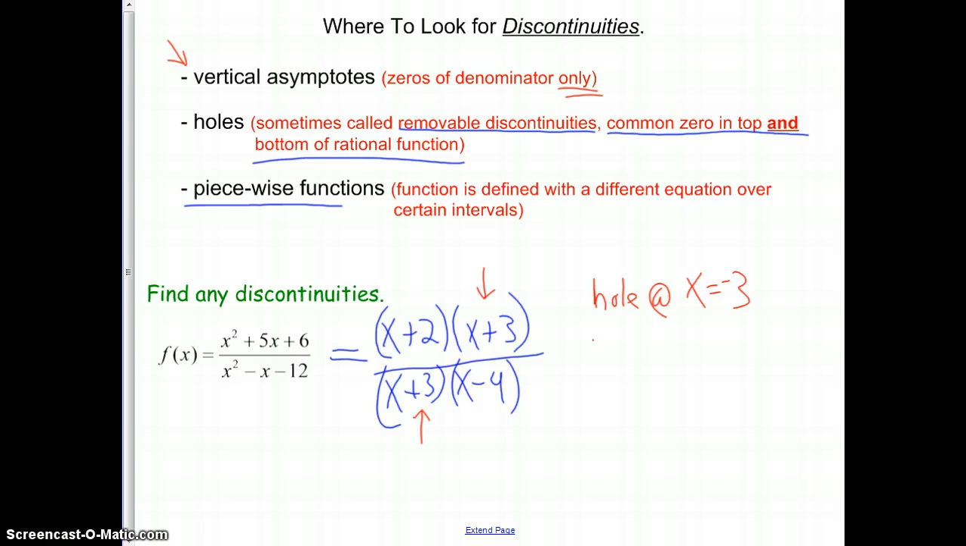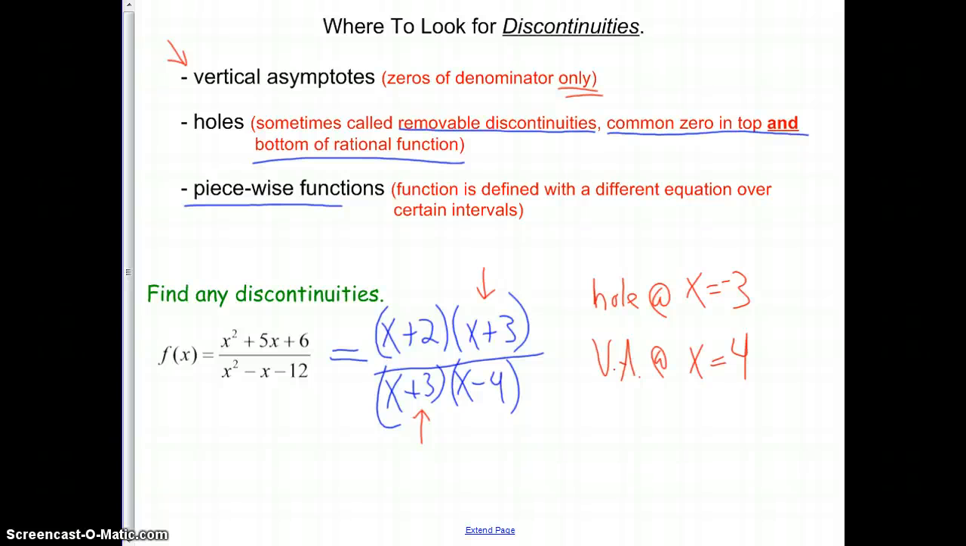X equals 4, that's a 0 of the denominator only, so that's a vertical asymptote at x equals 4. There are our two discontinuities for this function. Hole in the graph is the common zeros, top and bottom. Vertical asymptotes is the 0 in the denominator only. That's what you're looking for.